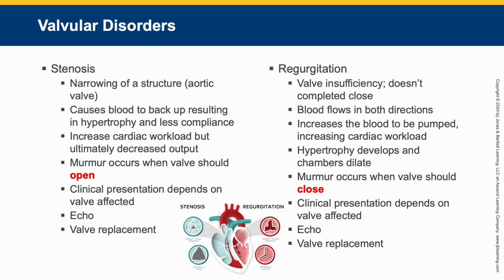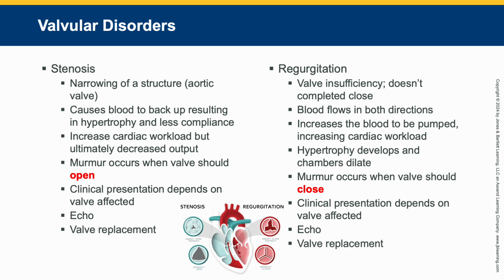Let's talk about some valvular disorders. So valvular disorders also affect cardiac output as blood flow is either decreased by stenosis or it's flowing backwards through the valves, and that's regurgitation. So stenosis is the narrowing of the valve, and the blood moving through is reduced because it backs up into the chamber before. The heart has to work harder to get past this narrowing.